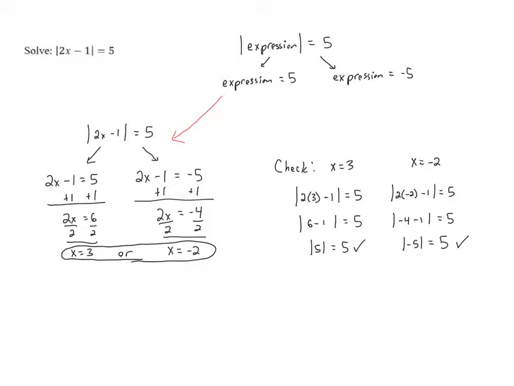If we have the absolute value of an expression equals 0, that's going to be a situation where there's only one solution, and we'll see that a little bit later. And then if we have the absolute value of an expression equals a negative number, we know that that's when there's going to be no solution, because it's not possible to take the absolute value of something and get a negative number as a result. So keep an eye out for those different situations as we move through example problems.